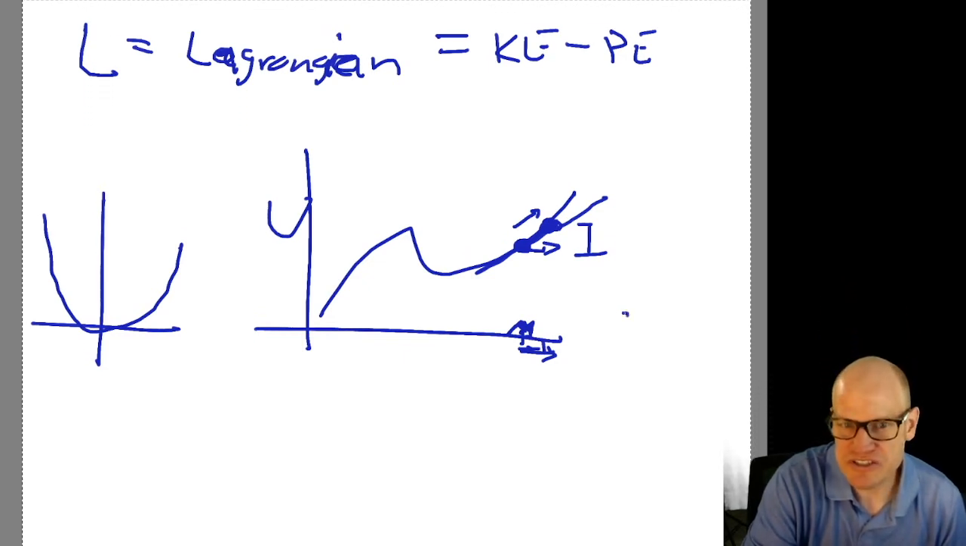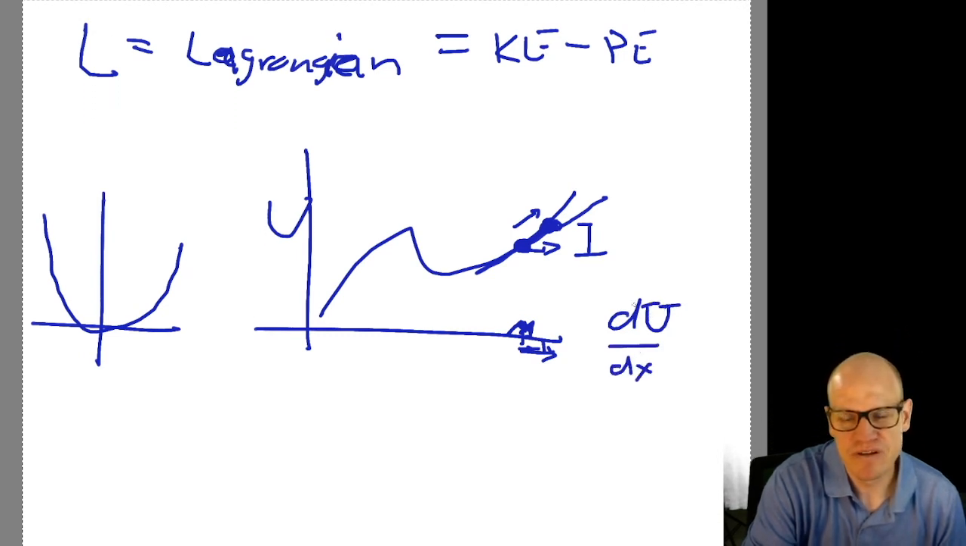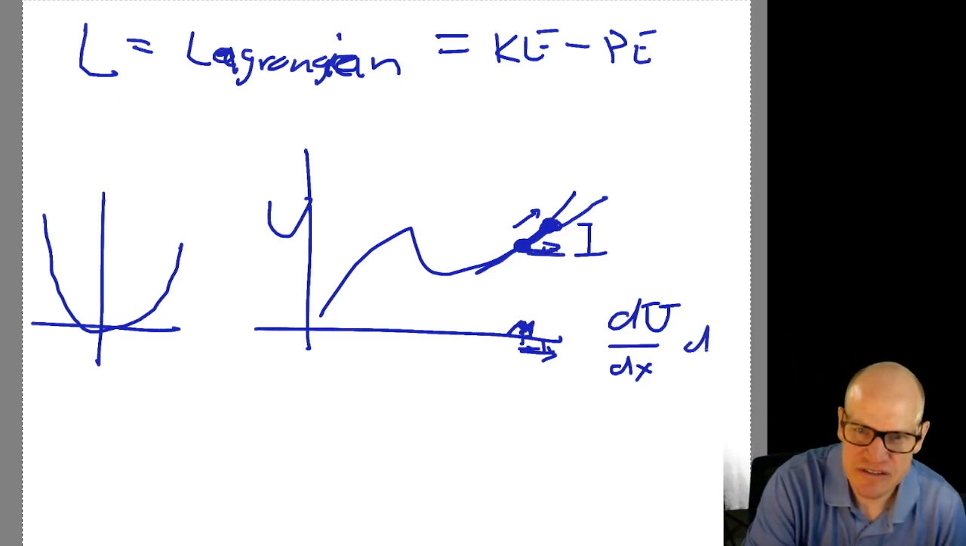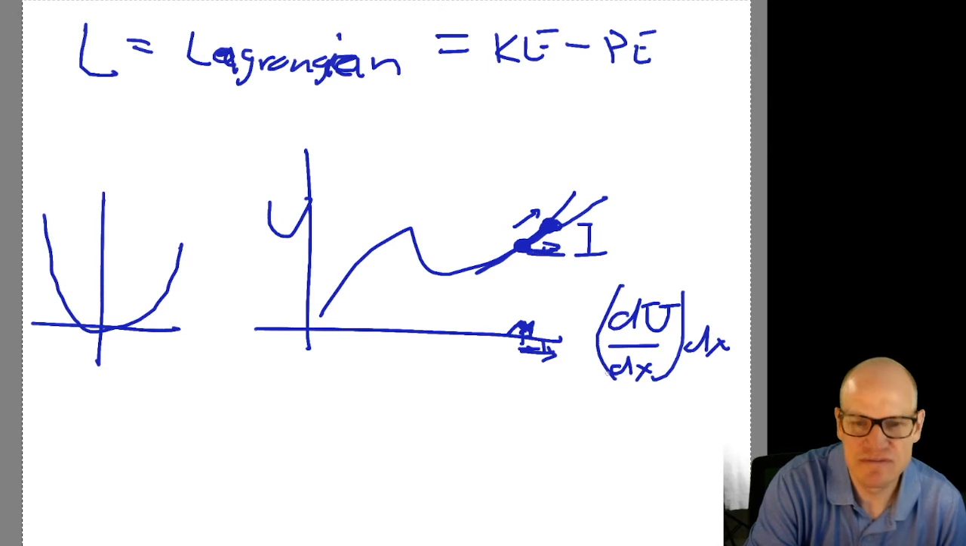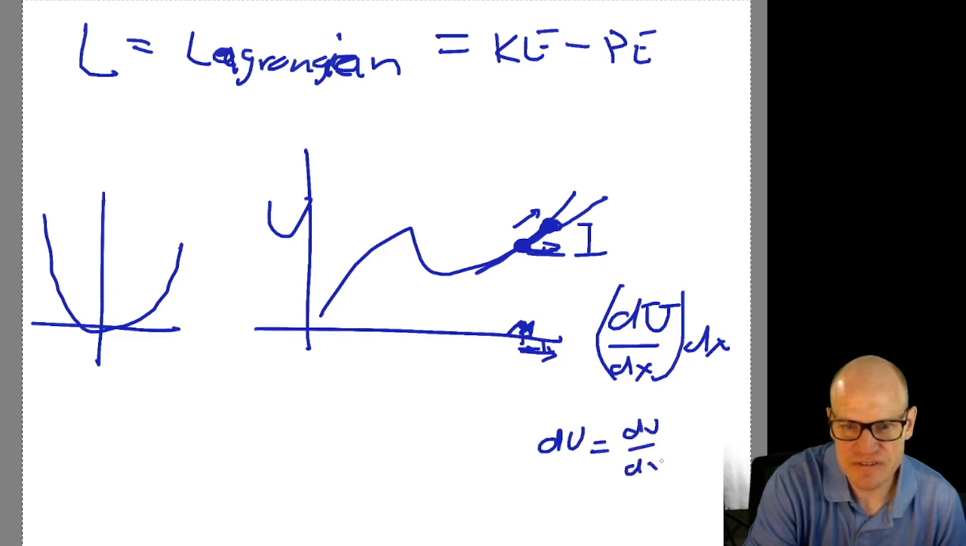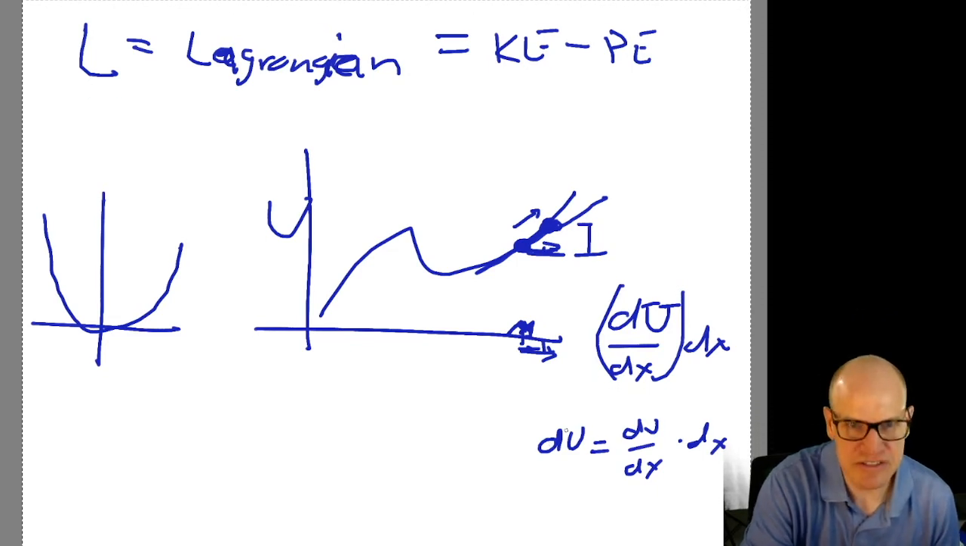So the slope is the change in u with respect to x, right? Because that's what slope means. And the distance that you're moving is a little bit dx like this. So the change in the potential energy is equal to the slope times the amount that you displace. So this is like the change in potential energy, like that.